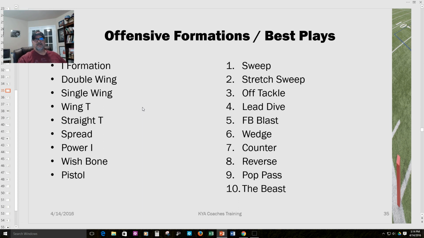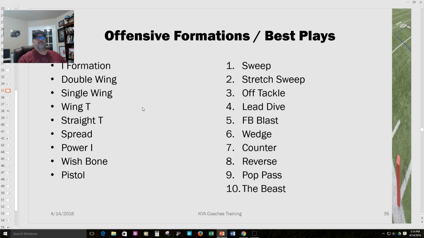The best plays in youth football, really: the sweep is the pass. If you get outside and you have the speed, the sweep does it. Stretch sweep, off tackle play, lead dive, fullback blast. Don't forget about the wedge. Love the wedge. I had a team that would score with the wedge on 40-yard plays. I also love counters and reverses, especially against a youth football defense. It's very hyperactive and moves a lot. Counters and reverses will kill them.